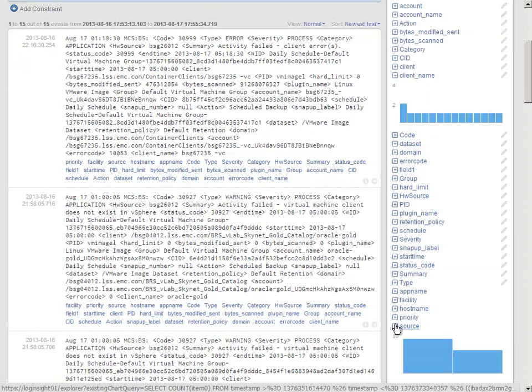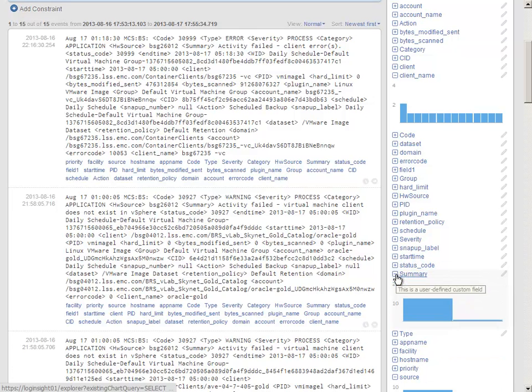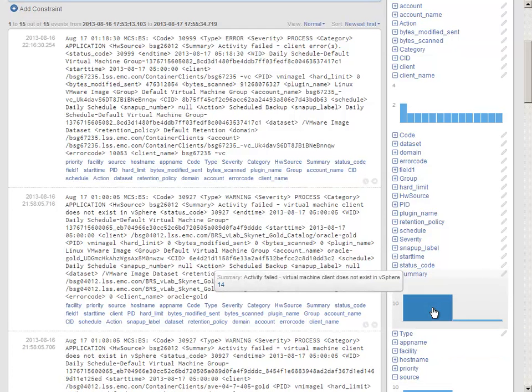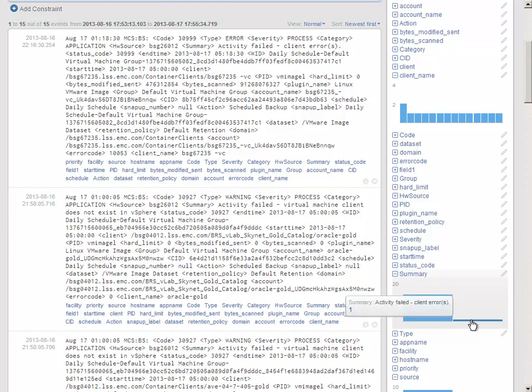We can also look at the source, so which backup appliance these events were generated by. Another one to look at would be the summary. The summary gives us the events that occurred, so what is the description of it? So here you see that we had about 14 failures for backups because the VMs didn't exist anymore.